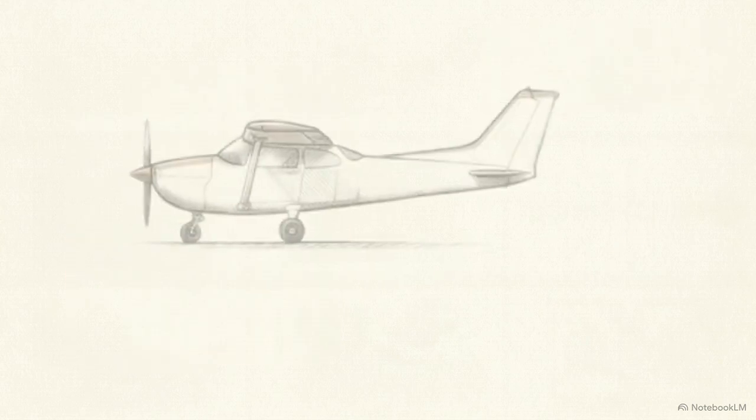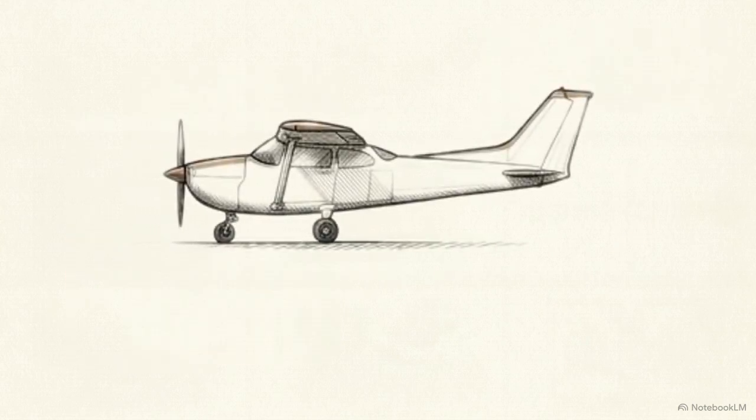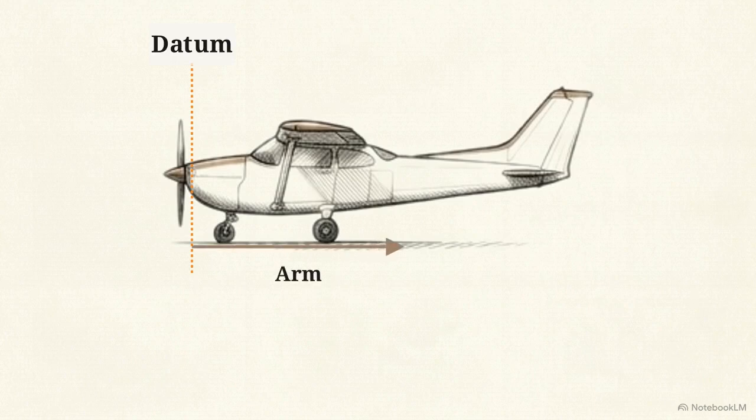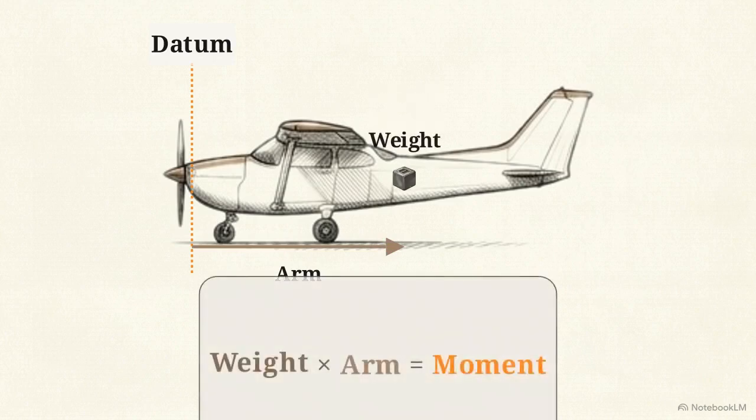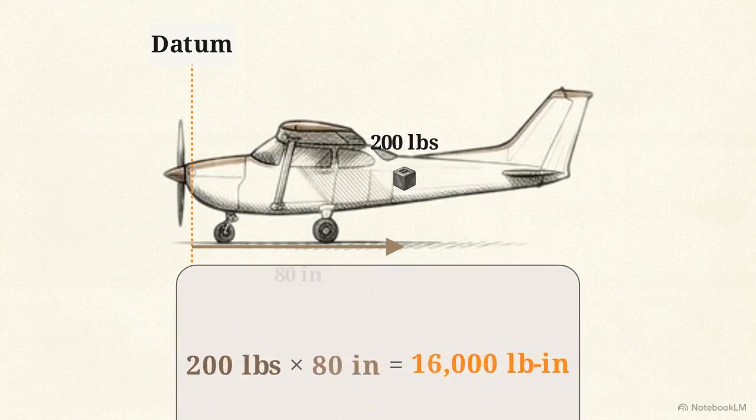Look at this generic aircraft profile. Every weight and balance problem starts with the datum, an imaginary vertical reference plane defined by the manufacturer. The horizontal distance, measured in inches, from that datum to any object on the plane is called the arm. When you multiply the weight of an object by its arm, you get the moment. So, a 200-pound person sitting 80 inches from the datum creates a moment of 16,000 pound-inches.